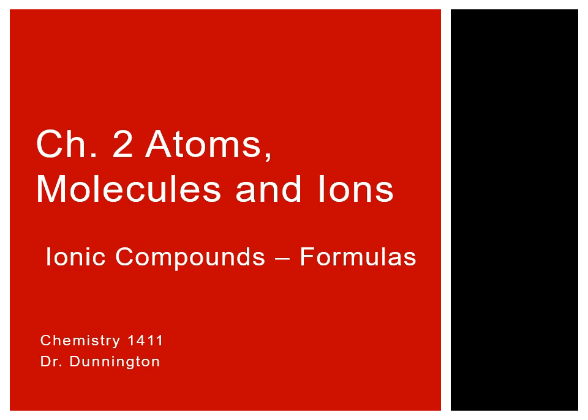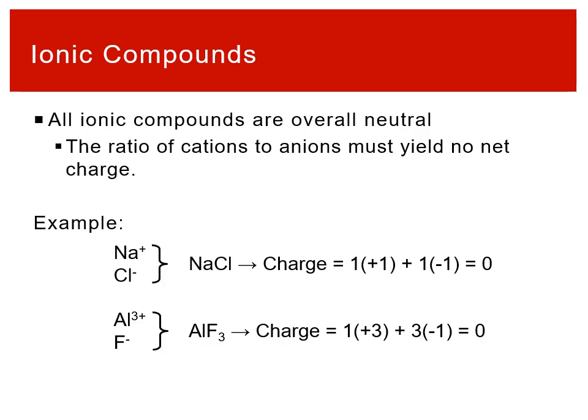Now we want to talk about how you can figure out the formula of an ionic compound, what that formula unit is based on the ions involved. This is going to be based around the idea that all ionic compounds are overall neutral. This is an important fact: even though you have, say, cations that are charged and anions that are charged, overall it has to be neutral.